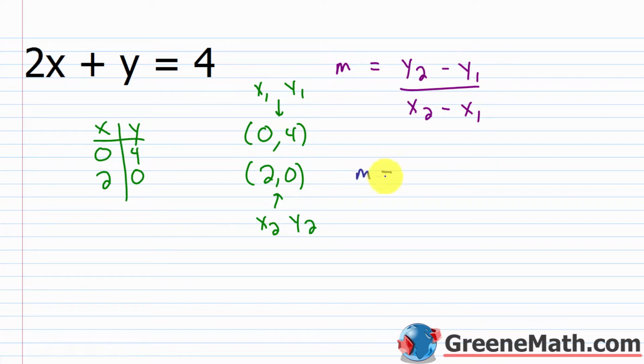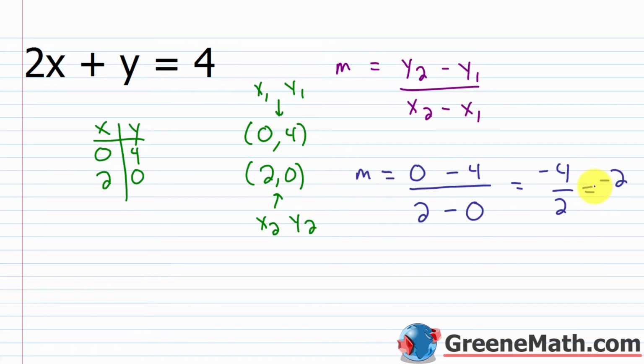I have m is equal to, for y sub 2, I have 0, minus for y sub 1, I have 4. And this is over, for x sub 2, I have 2, minus for x sub 1, I have 0. So 0 minus 4 is negative 4. 2 minus 0 is 2. Negative 4 over 2 is negative 2. So my slope m is negative 2.